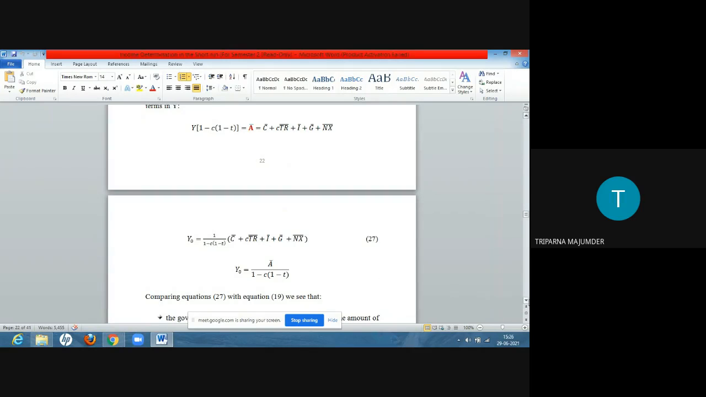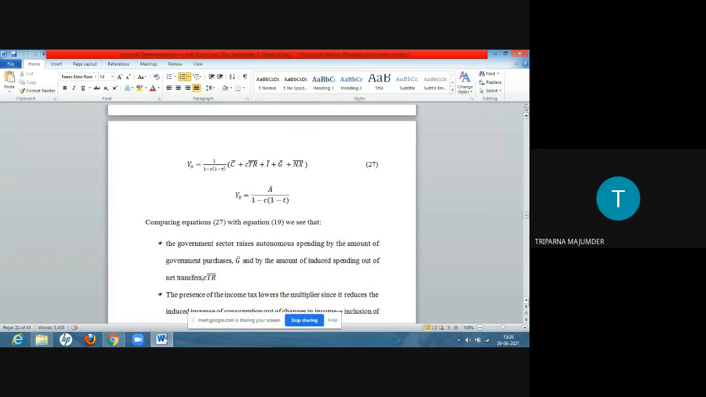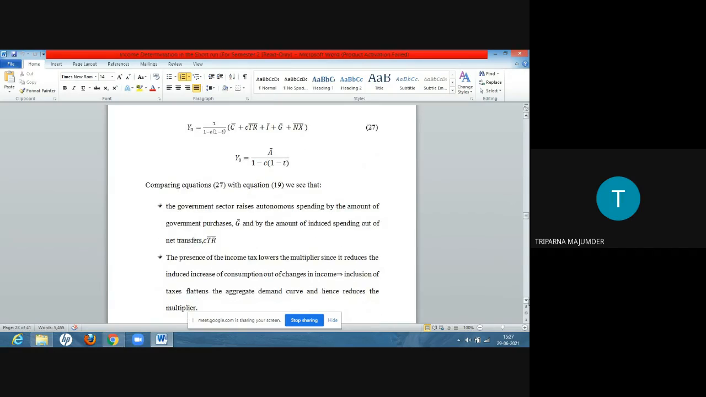So comparing this equation to the previous equation of equilibrium income, we note a couple of things. Firstly, the government sector raises autonomous spending by the amount of government purchases G bar, and by the amount of induced spending out of net transfer c TR bar.